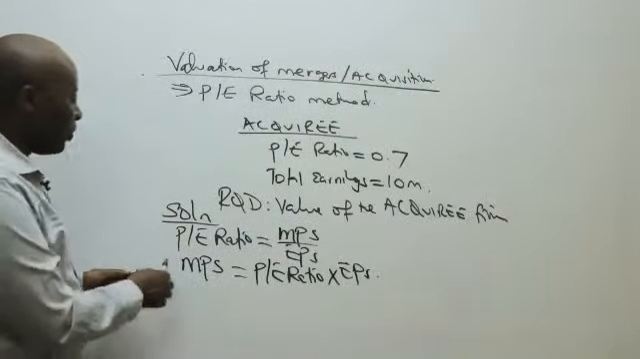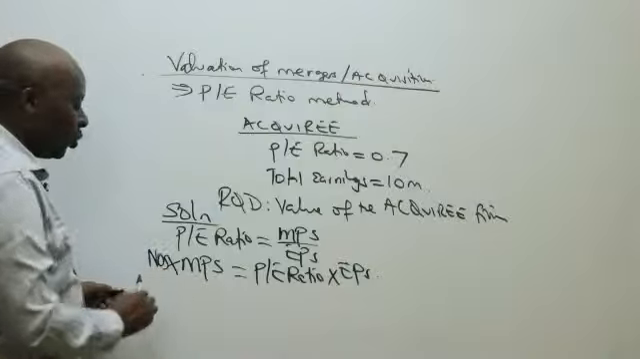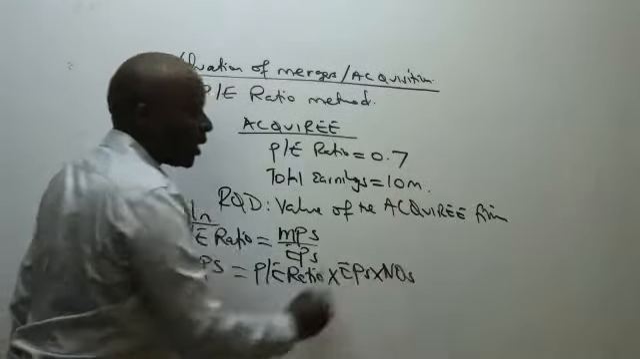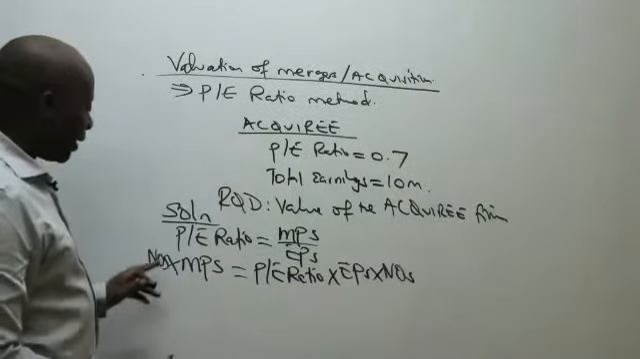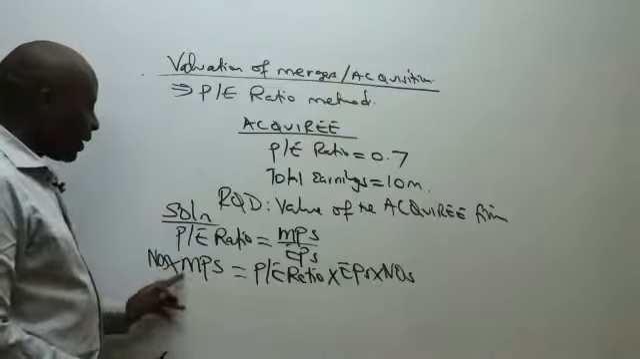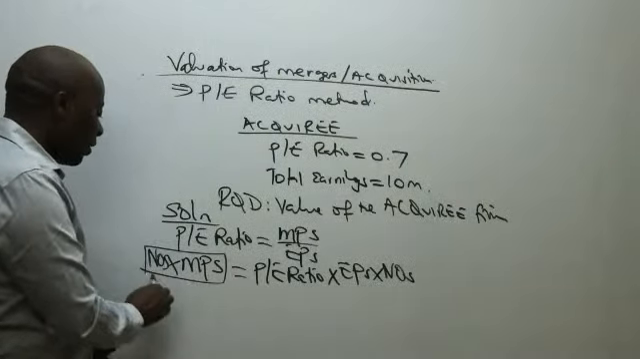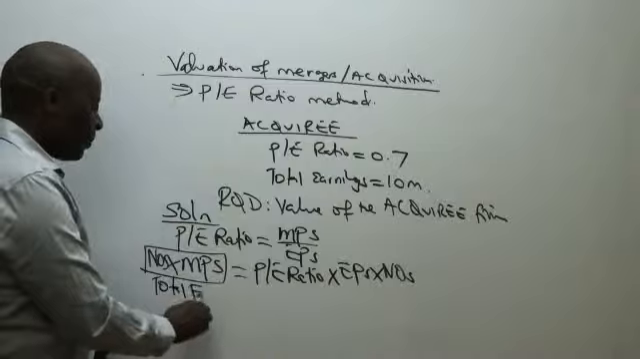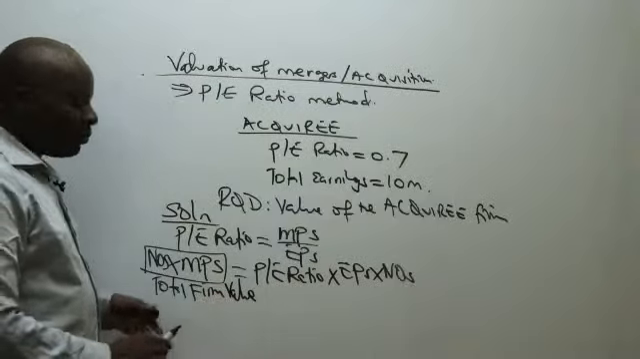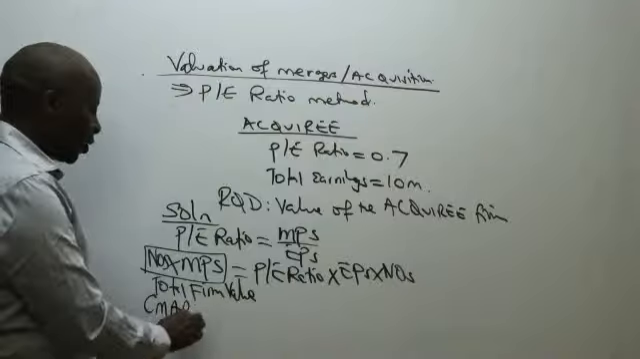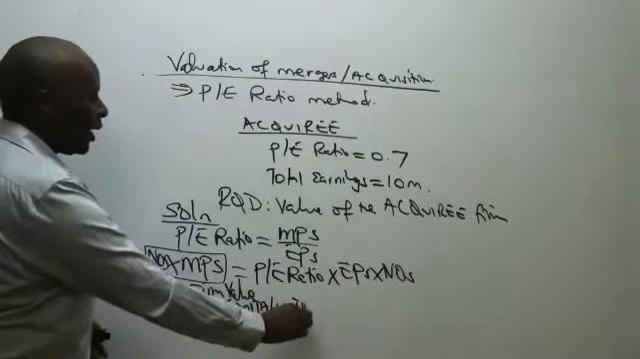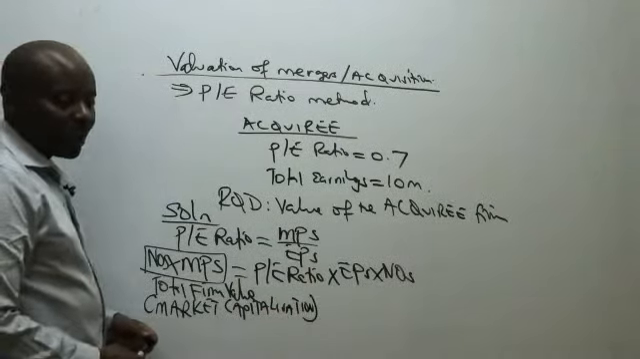So meaning, ladies and gentlemen, that you must come here and introduce what we call the NOS. For equality to hold, you must also introduce the NOS on this other side. So when I take the number of ordinary shares times MPS, here I'll be getting what we call total firm value, or what some books call market capitalization.